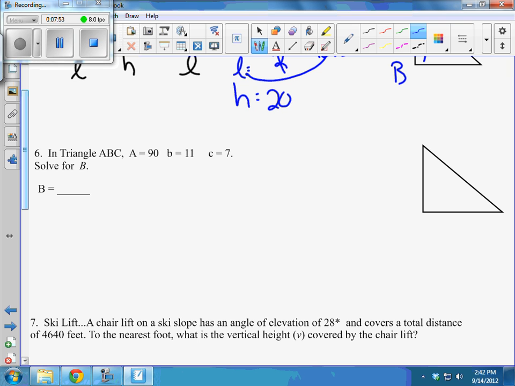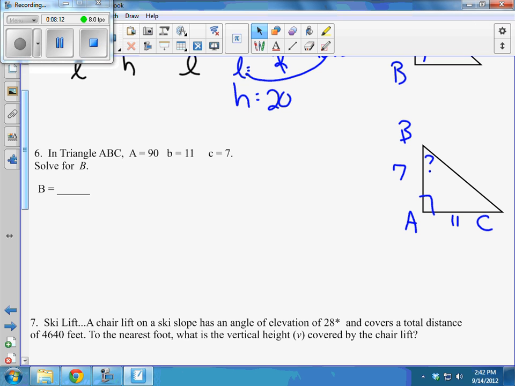Next one, no box, nothing to fill in. I guess you could make a box if you really wanted to. But I see immediately the A is a right angle. So I'll put B and C in other places. And I also see that little b is 11 and little c is 7. And that I have to find big B.